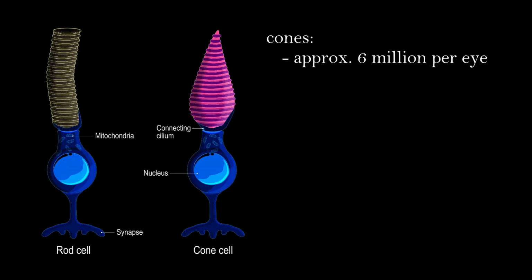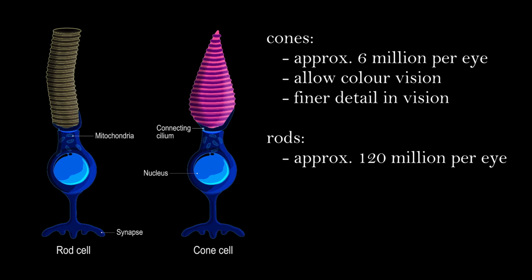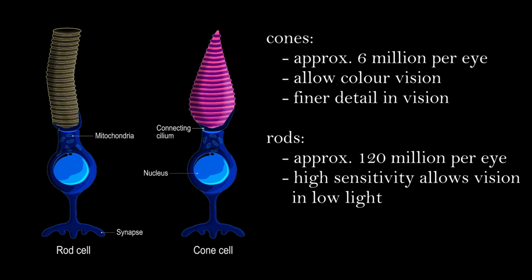Cones are one of the two types of photoreceptors in the human eye and are responsible for the ability to see color, as well as process finer details in our vision, while cells known as rods make up the rest of the photoreceptors and enable vision in low light.